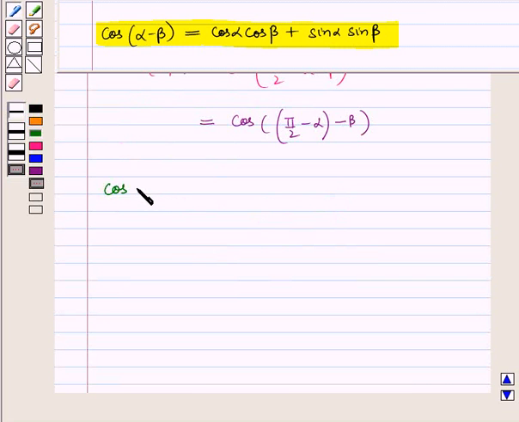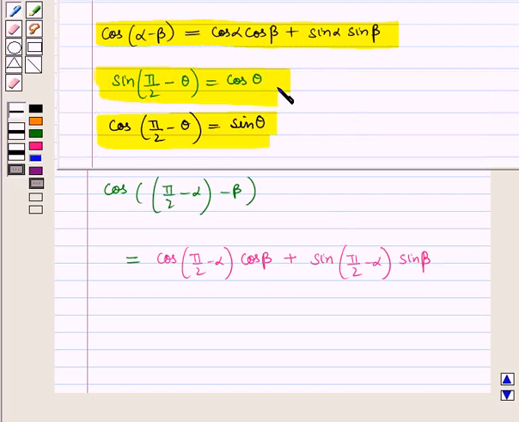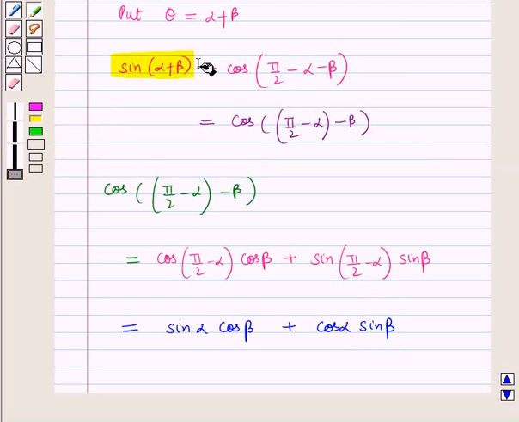Now let us apply this formula for cos of pi by 2 minus alpha the whole minus beta, and this is equal to, now here in place of alpha we will put pi by 2 minus alpha, and this will be cos of pi by 2 minus alpha into cos beta plus sine of pi by 2 minus alpha into sine beta. Now we will use these formulae, and this is equal to, now cos of pi by 2 minus alpha is sine alpha into cos beta plus sine of pi by 2 minus alpha will be cos alpha into sine beta. Therefore sine of alpha plus beta is equal to sine alpha cos beta plus cos alpha sine beta.